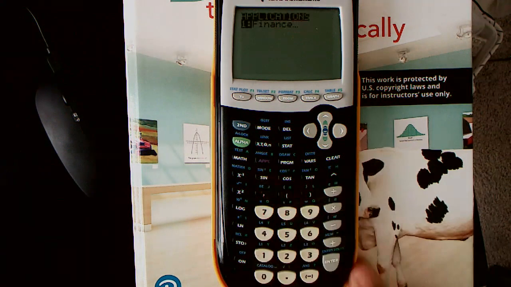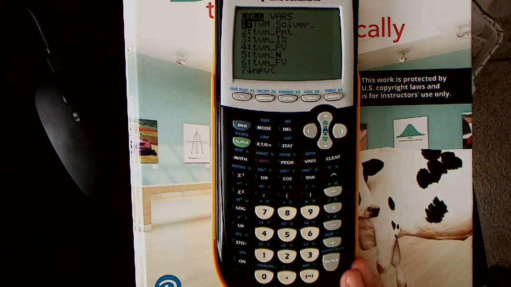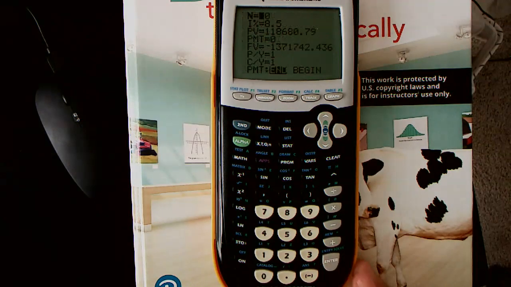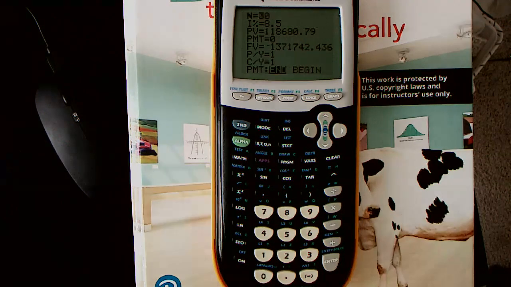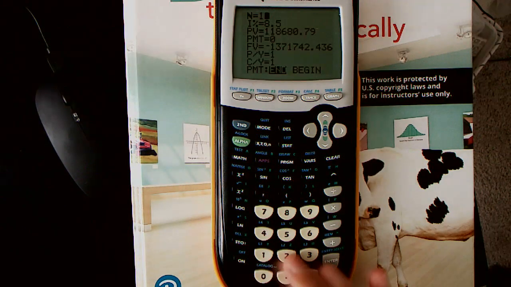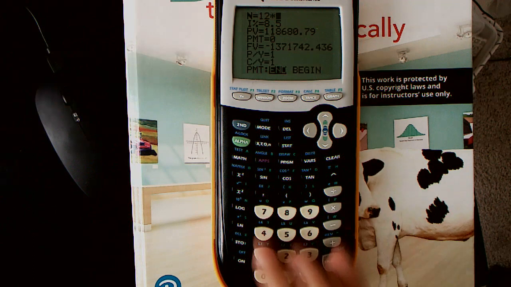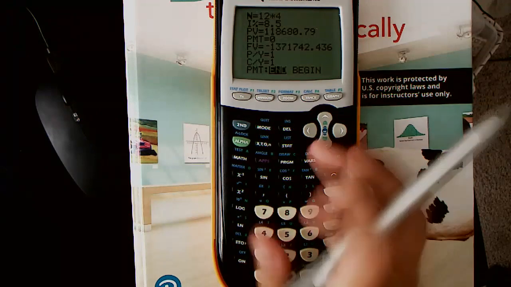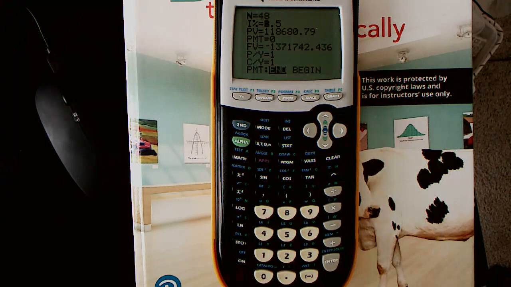So let's go to the apps, finance, select the TVM solver. In the menu, the first item, capital N, is the total number of your payments during the longevity of the loan. So the loan is 4 years, right? And you deposit once a month. So 12 times 4. You don't even have to calculate it on your own. The calculator will do that for you.